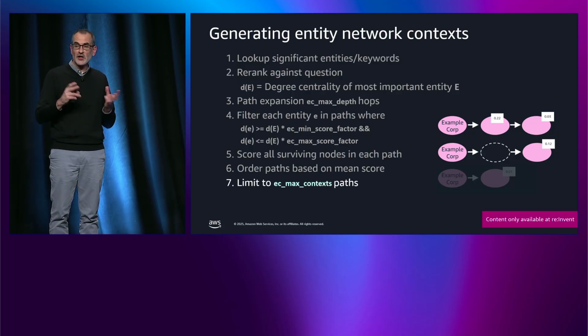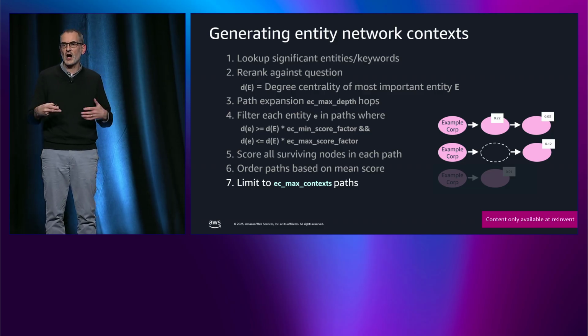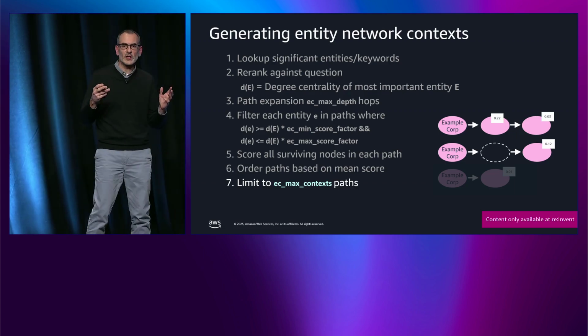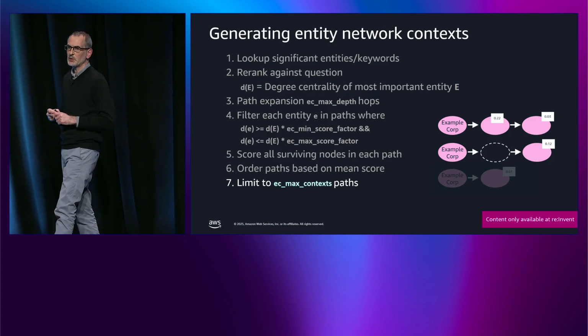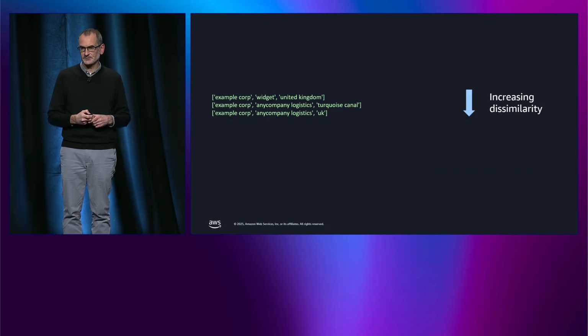And then finally, again, another configuration parameter, we limit that list. Perhaps we're interested in the top 5, the top 3. Okay? So at that point, we've got a list of paths derived from these entity network contexts. And we can create textual transcriptions of those paths and then use them throughout the rest of the querying process.